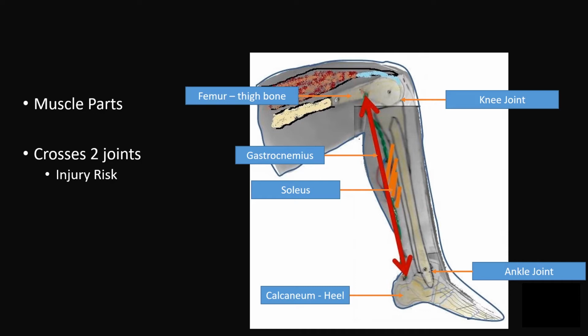The gastrocnemius muscle starts at the bottom end of the thigh bone. As can be seen in the diagram, the gastrocnemius muscle travels across two joints, the ankle and the knee. This is important in mechanisms of injury and how calf injuries occur. We will discuss this later when we are talking about rehabilitation.